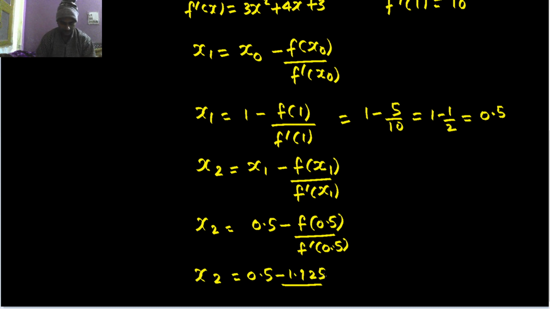So this will be 3 times 0.5 square, 4 times 0.5 is 2, plus 3. 2 plus 3 is 5, giving 5.75.